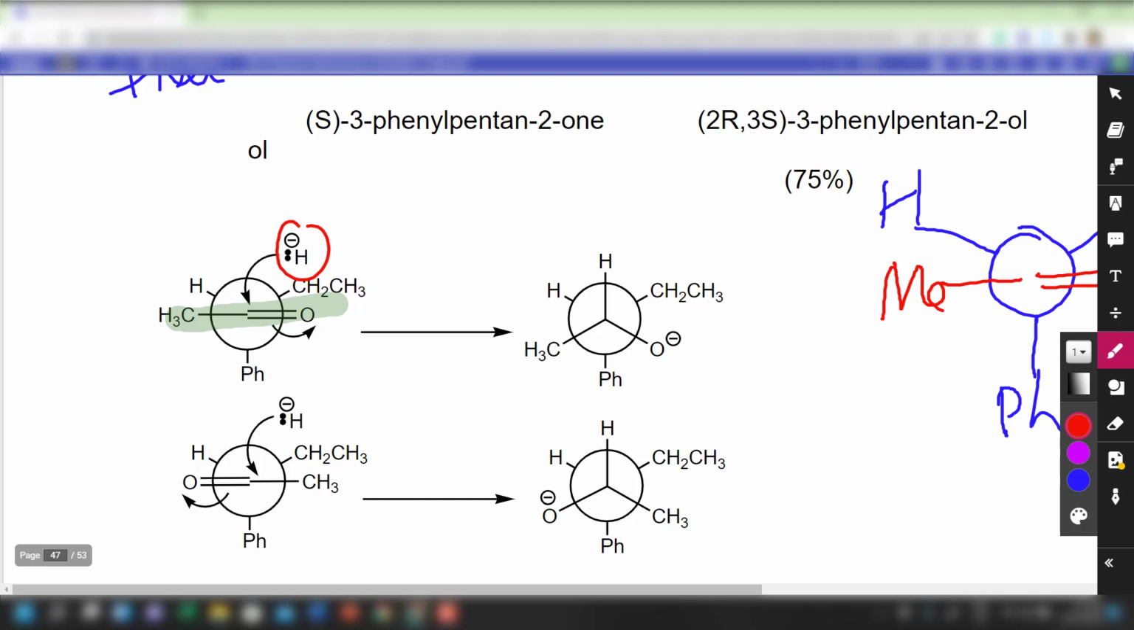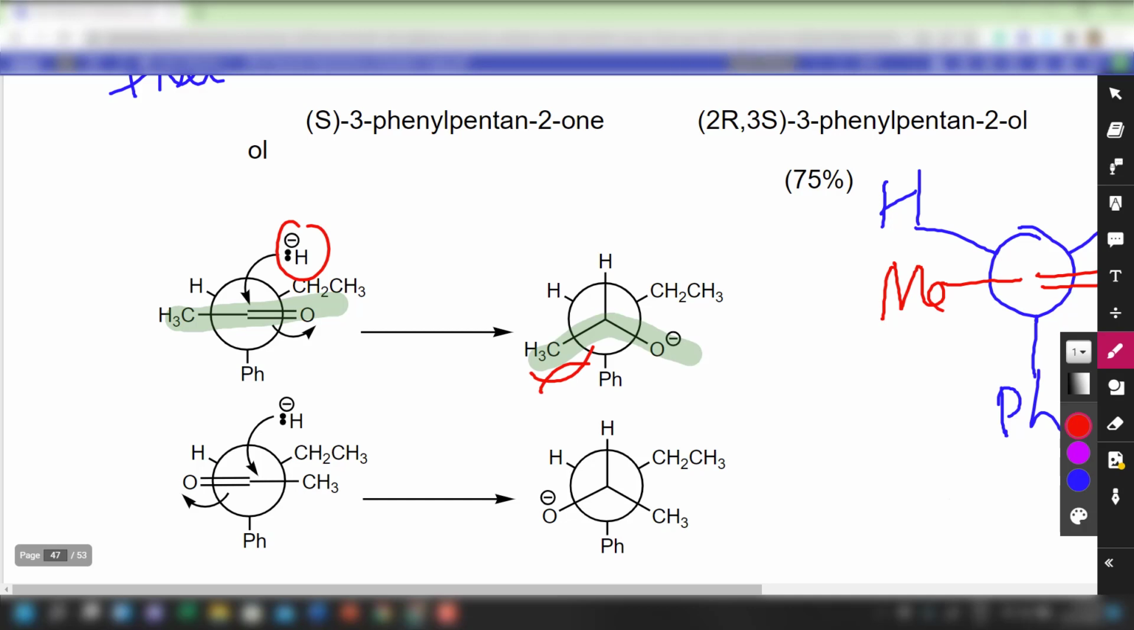So when the hydride attacks the carbonyl carbon, I need to push the methyl and the original carbonyl oxygen downwards. So I'm going to get something like this. I'm just going to highlight in green. Now the hydride is over here. You notice that this portion has steric hindrance, or what we call gauche interaction. And pretty much that's about it.